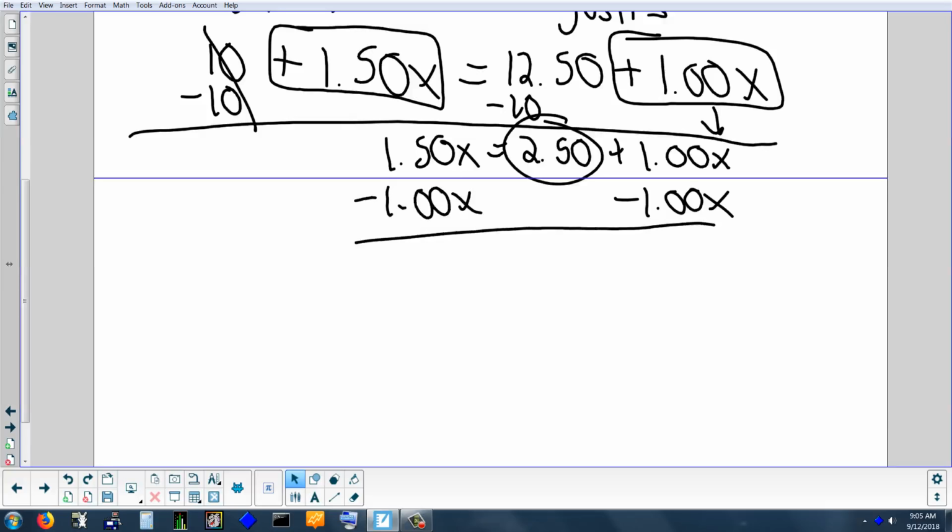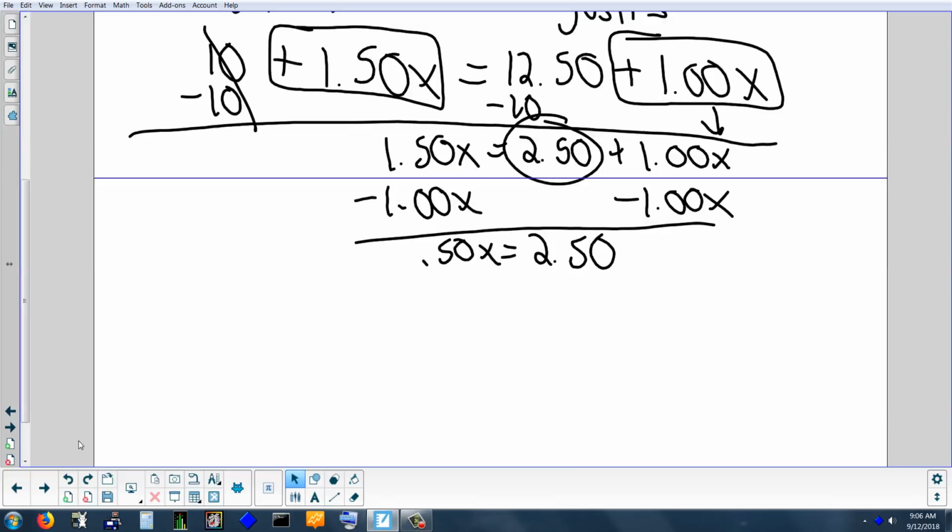Does that make sense? So, it's like I said, it's like a flip-flop. You move stuff over here. To balance it, now you're going to take that and move it over here. That gives you variable on one side, number on the other. When I do that, I got $1.50 minus $1. What do I have left, Ellie? 0.50. 0.50X equals 250. I'm going to bring down the 250.